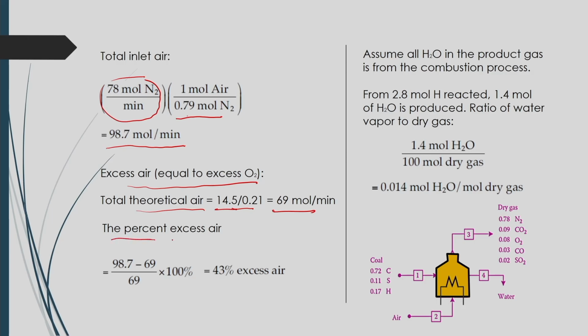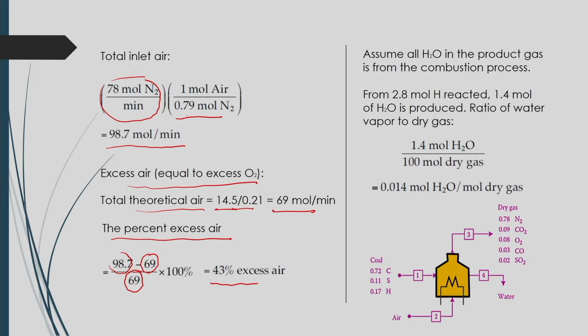So, percent excess air, as per definition, depends on the supplied amount and the theoretical amount of air. So, supplied is 98.7 and theoretical is 69, divided by the theoretical air required. Accordingly, it will come out as 43% excess air required for this complete combustion.